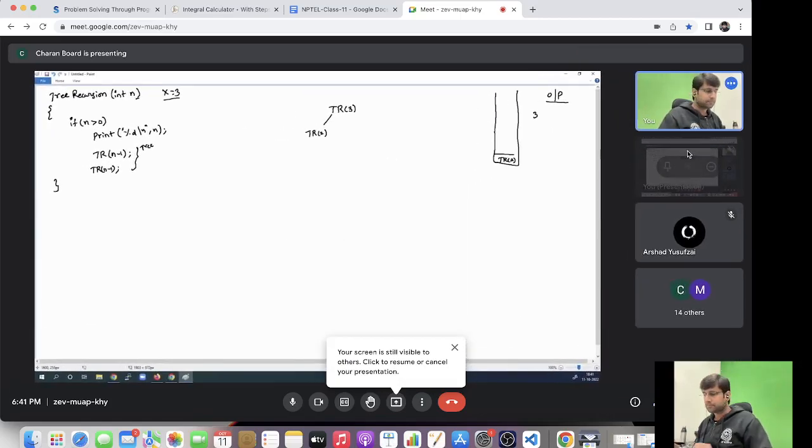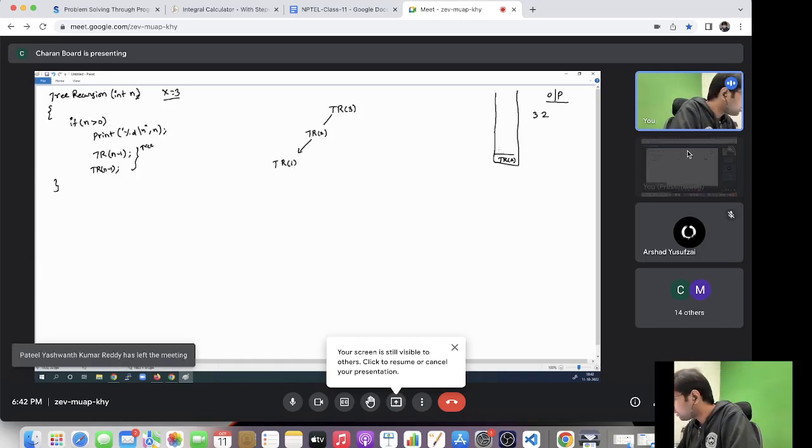Okay, so tr of 2 will be here. One tr of 2 we are trying to execute, and another one we put in the stack. Next, the tr of 2 will come here. Initially n will be 2, which is greater than 0, so 2 will be printed. After printing n, there will be tr of n minus 1, which is 2 minus 1 equal to 1, tr of 1, and another tr of 1. I am not executing it, so I will keep it in the stack.